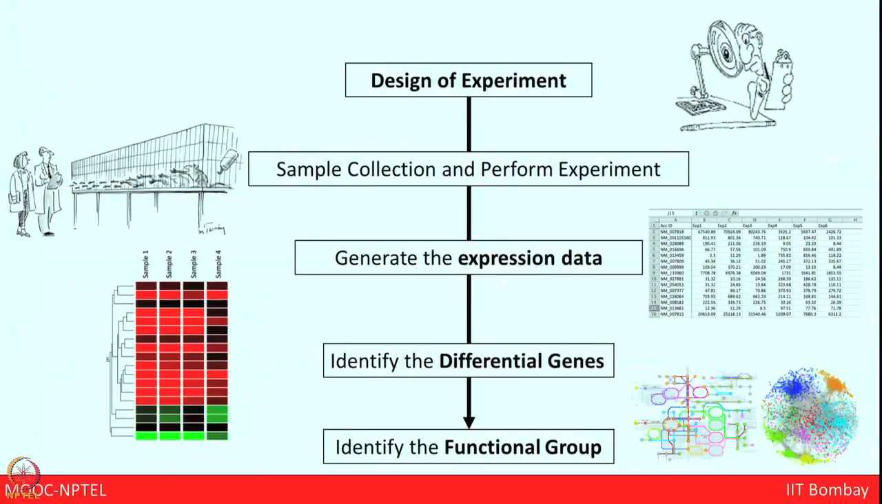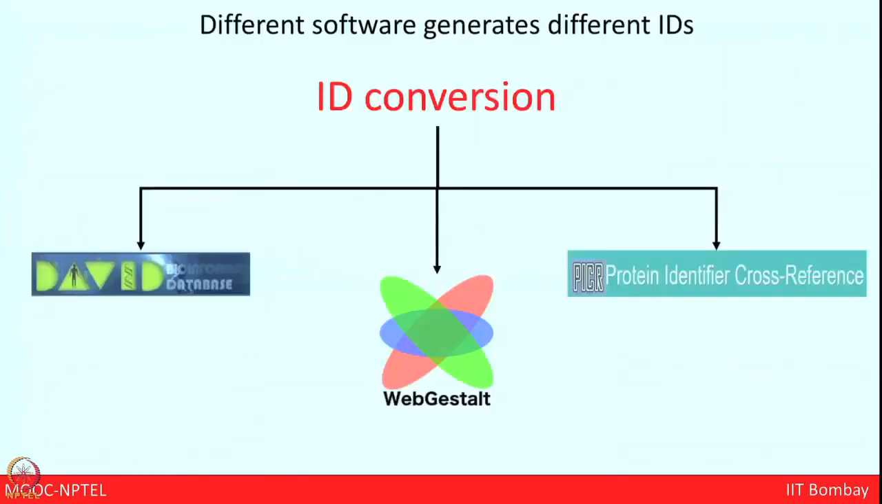So, in the workflow, what I have added, after the identification of the differential genes, is the last step: identify the functional group. Different kinds of software generate different IDs. If we are using Proteome Discoverer, commercial software or a transproteome pipeline, they will give you different kinds of IDs in the protein identification. But to start a tertiary analysis, we have to get multiple IDs, and that is possible only through ID conversion.